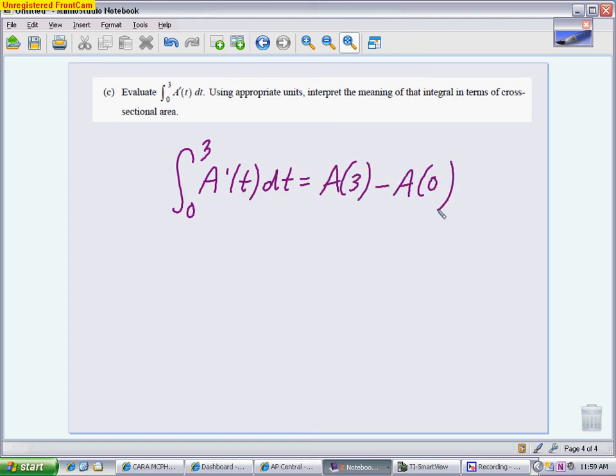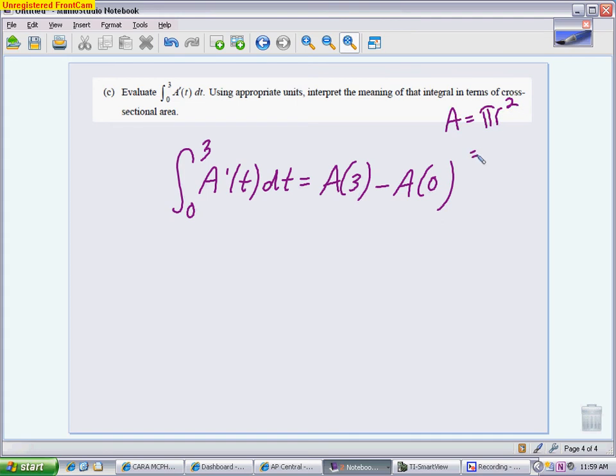So the idea, again, is that I'm using the fundamental theorem of calculus. You got 1 point just for writing that statement. So once you wrote that, that's a point. To finish it, I need to figure out what A of 3 and A of 0 are so that I can subtract them to get an answer for the integral and then interpret what that answer means. So off to the side I said, my area is pi r squared.